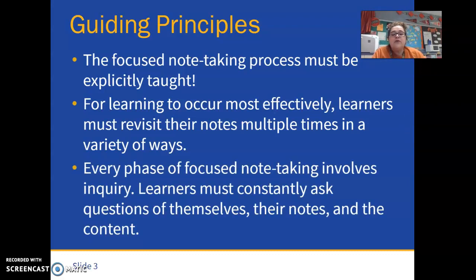Every phase of focus notes involves inquiry. And I know if you're familiar with AVID, which we talked about, WICOR: writing, inquiry, collaboration, organization, and reading. It's funny, almost forgot it, right? You must constantly ask questions of yourself, the notes, and the content. Well, why are we studying this? Well, why did he do this? Well, why do we use this formula instead of this formula?